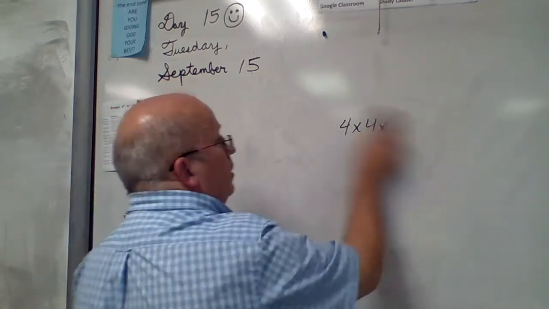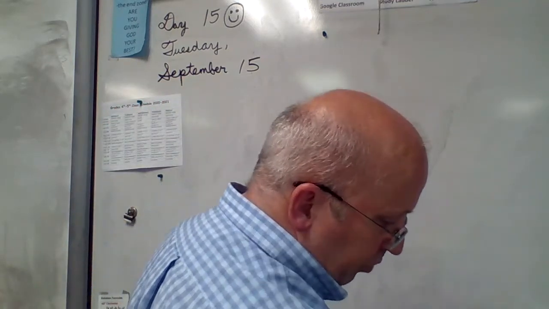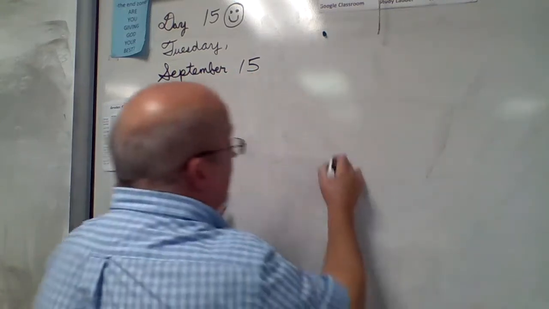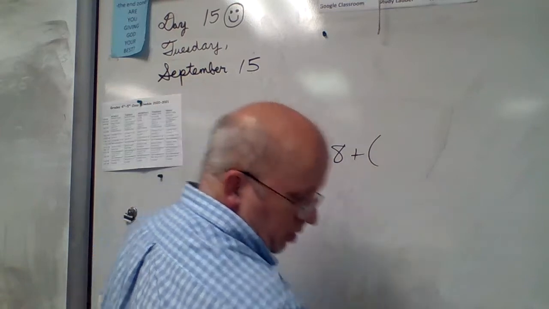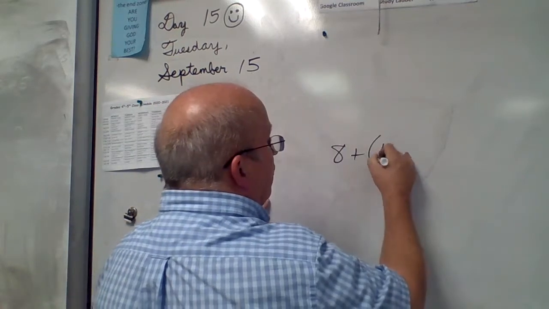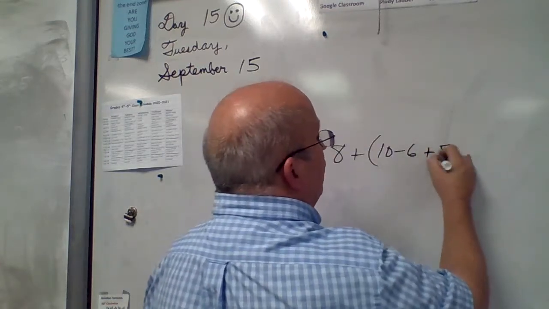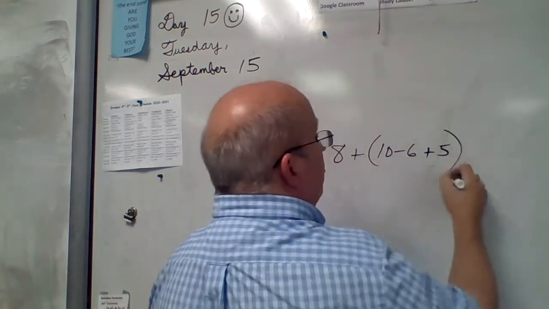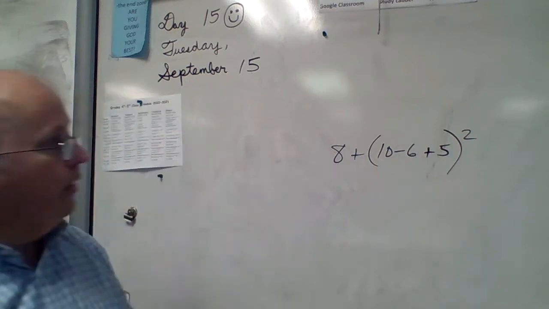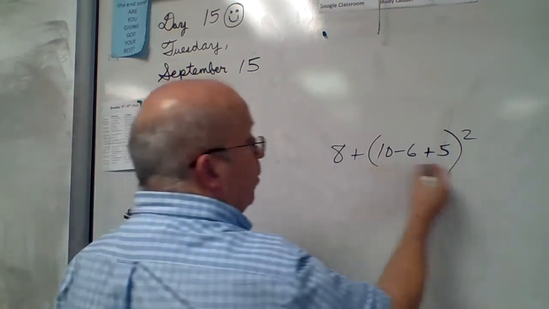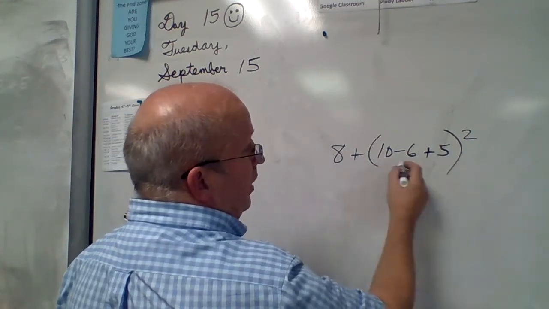How about numbers 5 through 8? I'm going to write one similar to number 8. I'm going to write 8 plus the quantity of 10 minus 6, plus 5 to the 2nd power. How would I do that? Well, first I do all the parentheses stuff first, from left to right.